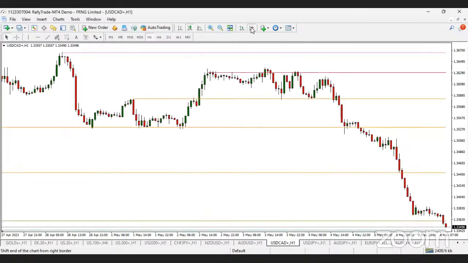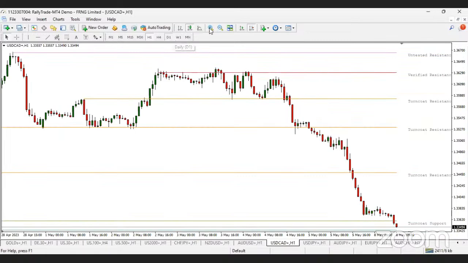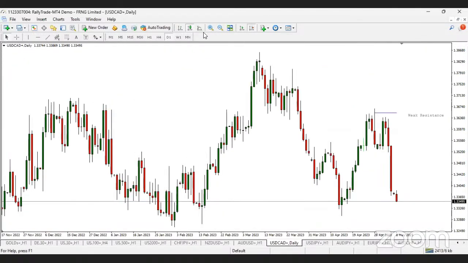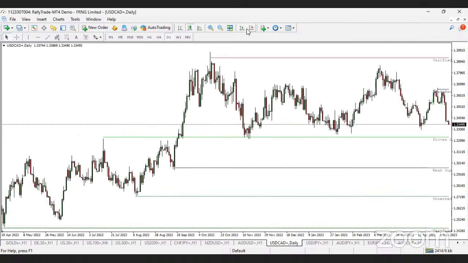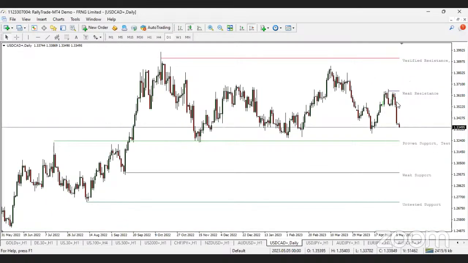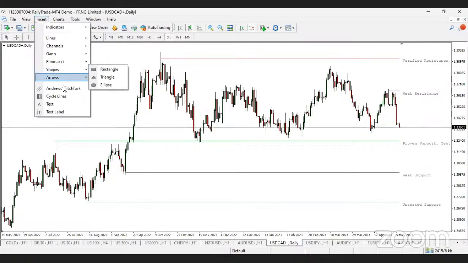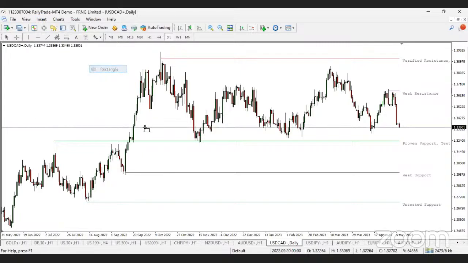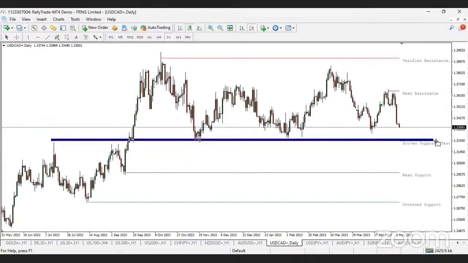USD CAD, so let's start from the higher time frame as well. On the higher time frame for USD CAD, price has been pushing bearish for the past 4 days now. Right now, price is approaching this resistance now turned support.